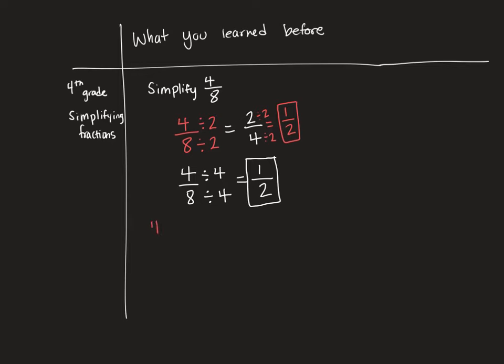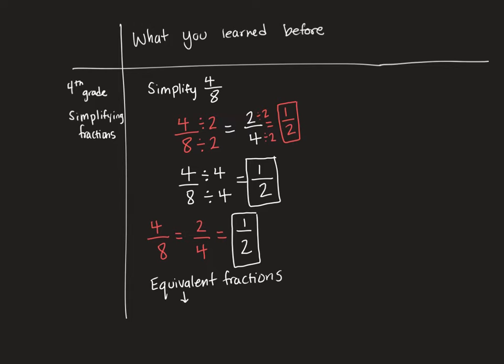So 4/8 equals 2/4 and equals 1/2. The simplified form is 1/2. But we could say all three of those fractions are equivalent fractions. And remember, the word equivalent just means equal. And when we say these fractions are equivalent, it means that they all reduce to the same number.